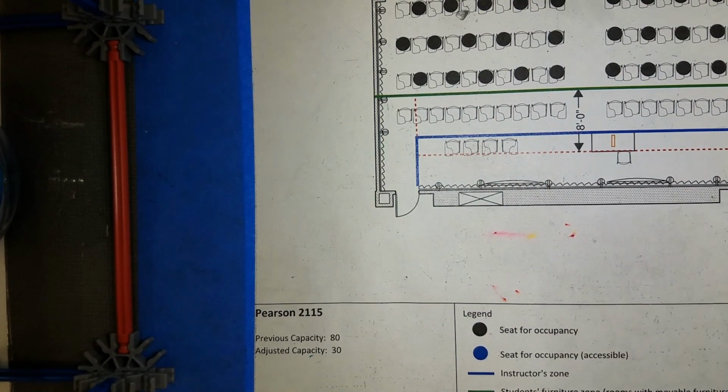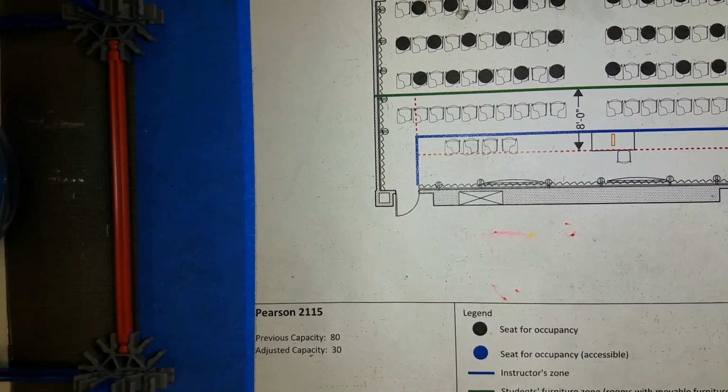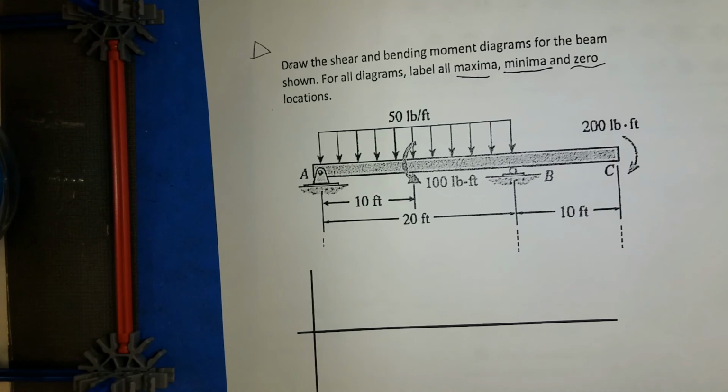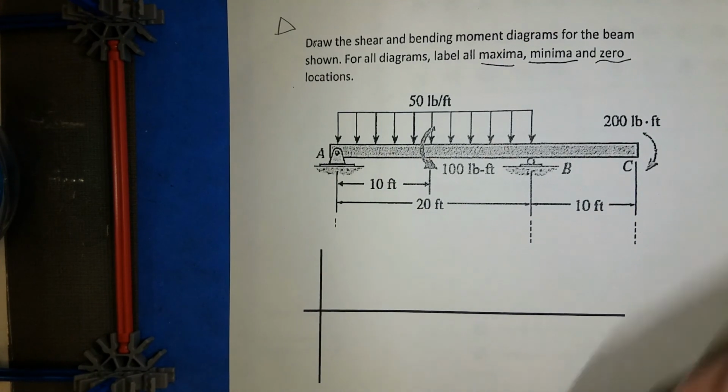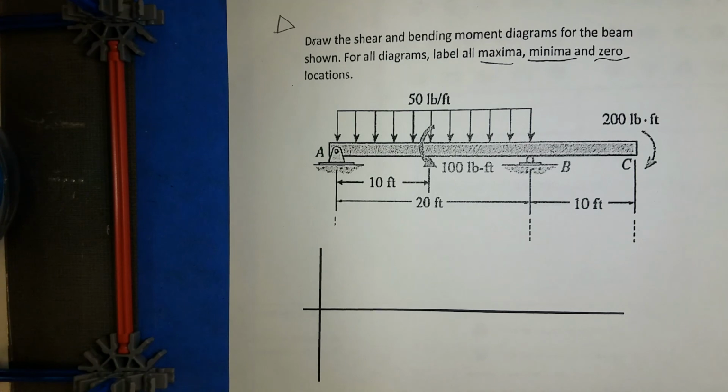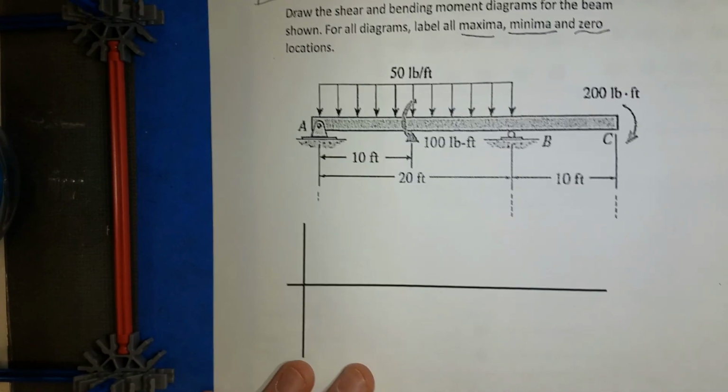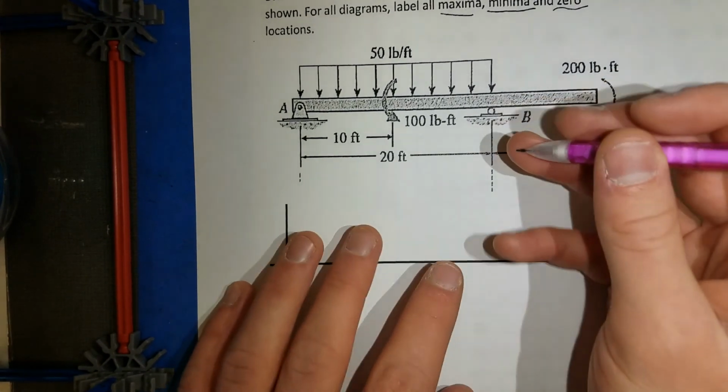I'll go ahead and get another one out. This is another diagram one that we want to run through. This one's a little more complex than the other one. It's going to look a little more similar to your quiz, I would say. Again, it says shear and bending moment diagrams for the beam shown, and label maxima, minima, and 0 locations. I'll go ahead and give you guys the reaction forces.